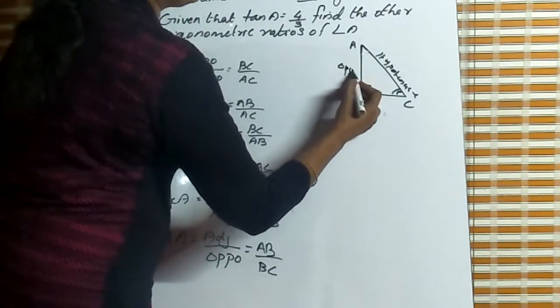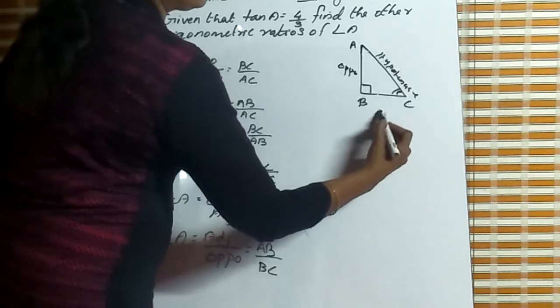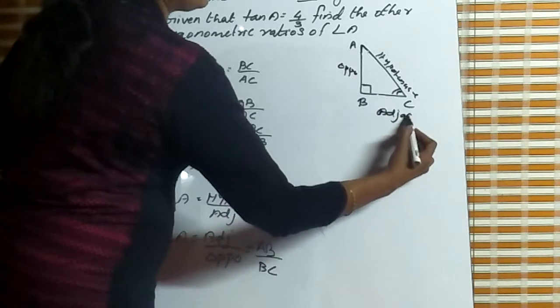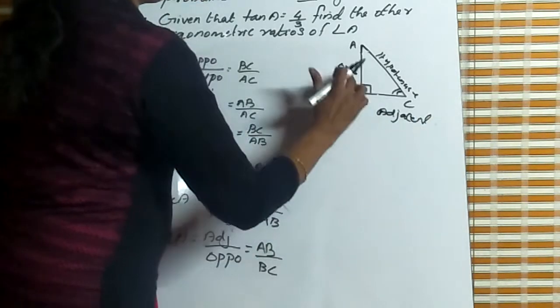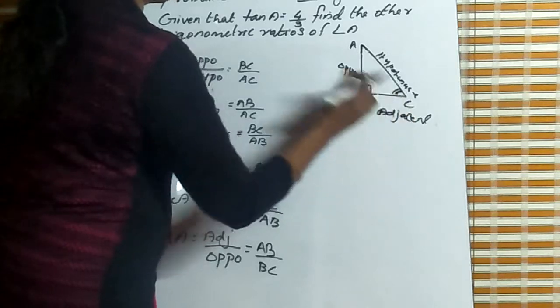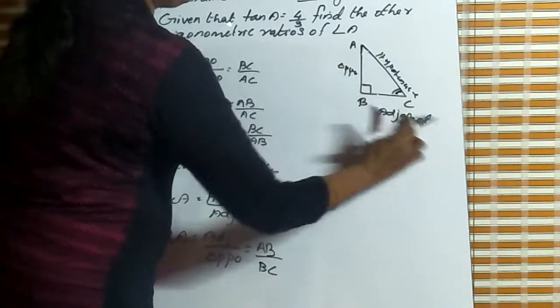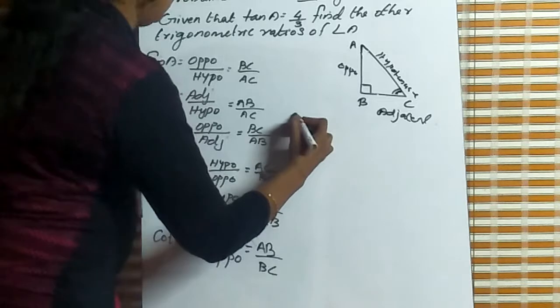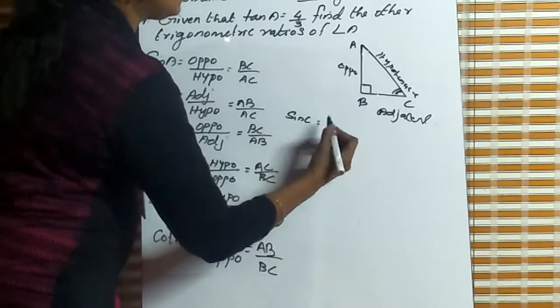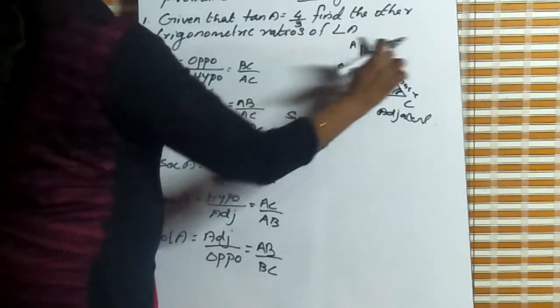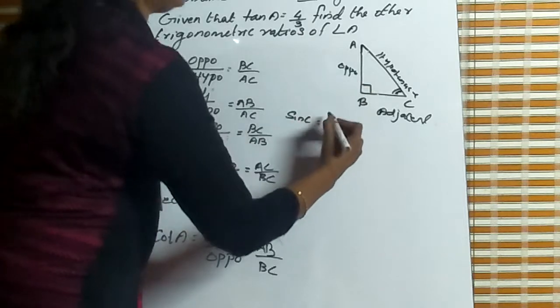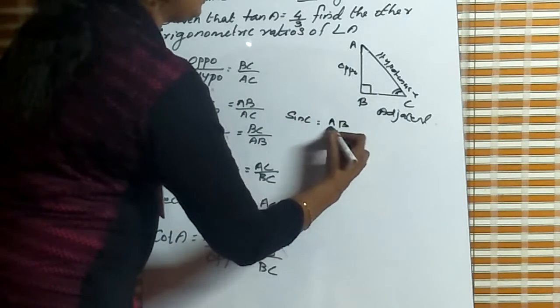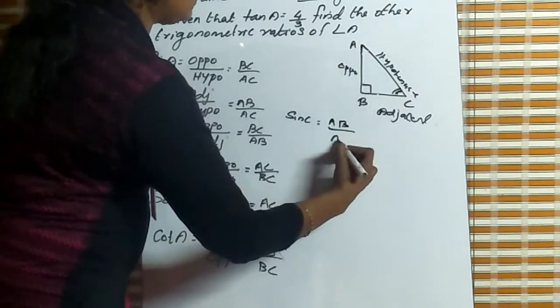AB is the opposite side and BC is the adjacent side. Based on this acute angle C, AB is the opposite side and BC the adjacent side, then what is sin C? Sin C is equal to opposite side by hypotenuse. Opposite side is AB, hypotenuse is AC.